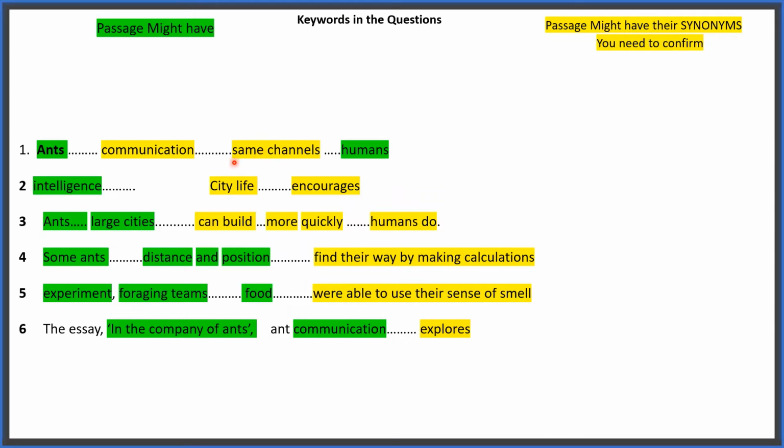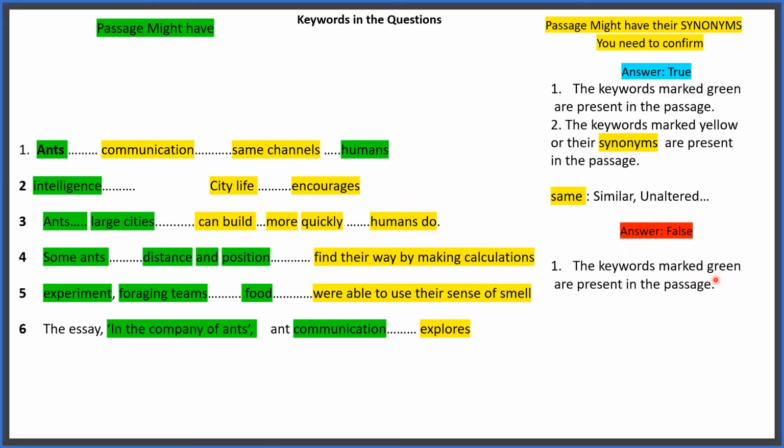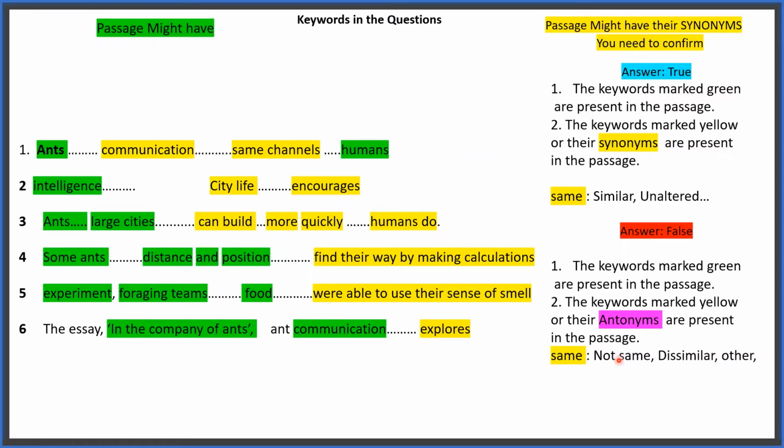The statement would be true if the keywords marked green are present in the passage. Also, the keywords marked yellow or their synonyms are present in the passage. The answer would be false if the keywords marked green are present in the passage, and if the antonyms of the keywords which are marked yellow are present in the passage. For example, in this case, the antonyms of same are not same, dissimilar, other, different.